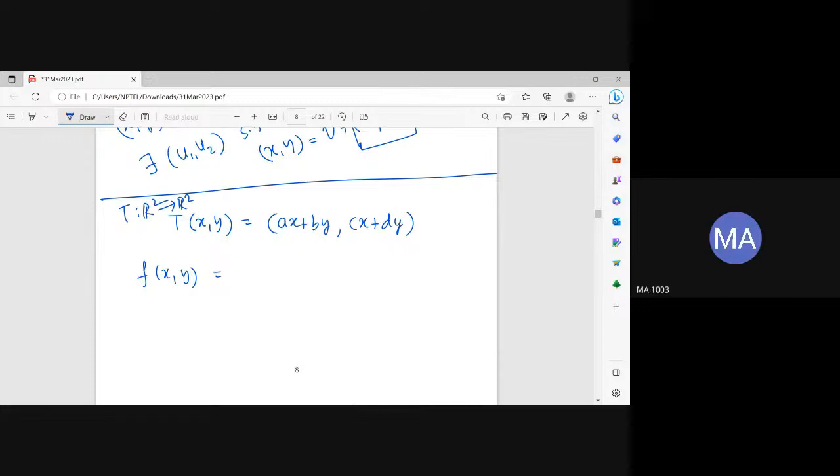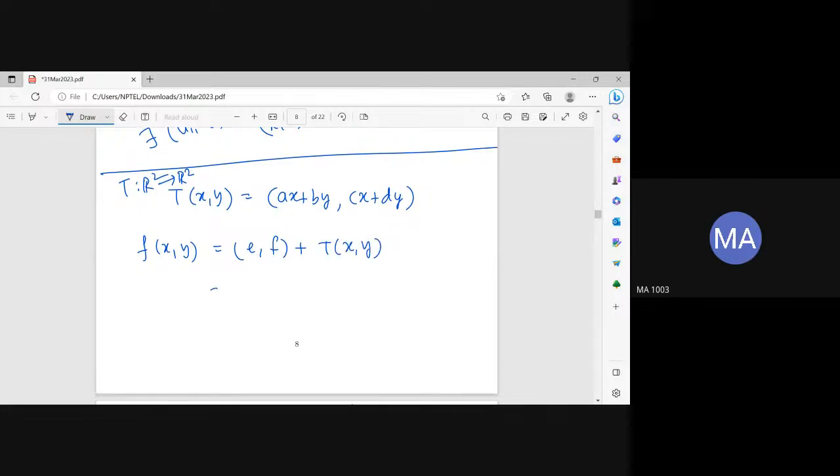So how will an affine mapping look? Any vector plus T of XY. That's all. So it's going to be, say, some E comma F plus T of X comma Y. So it's going to be AX plus BY plus E comma CX plus DY plus F. That's all.